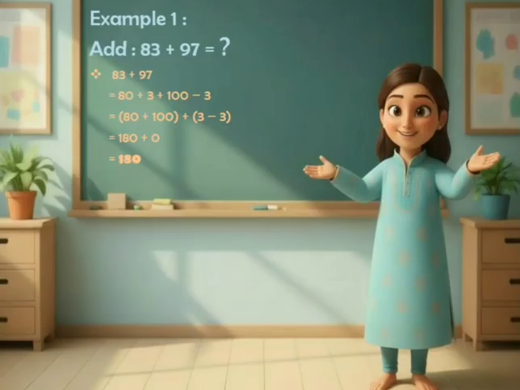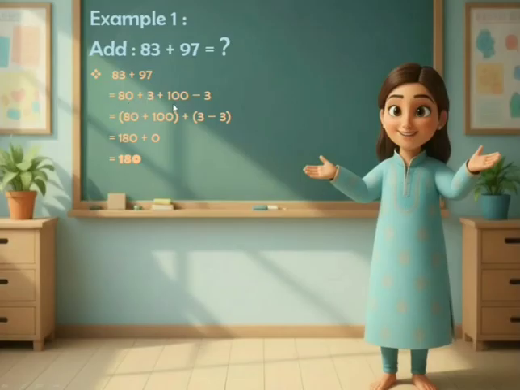Now we are going to consider our first example of Vedic sutra addition Sankalan Vyaklanabhyam. We are going to add 83 and 97. So when 83 and 97 are added, we are going to split these two numbers into two parts. So here 83 is split as 80 plus 3 and 97 is split as 100 minus 3.